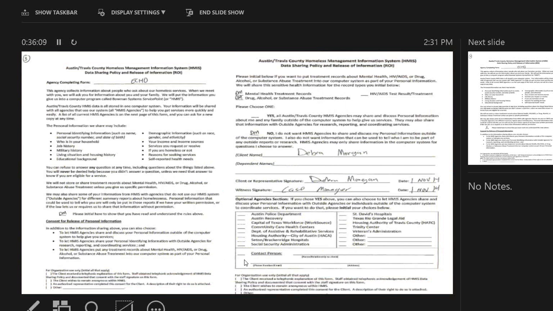So again, it looks very, very similar. They can choose which pieces they initial or not. But when it comes time to choose the actual yes or no, they choose no. And then they don't have the option of adding any optional agencies, because since we can't discuss their information outside of the system, we can't share it with any of those. We can't share their information with any non-HMIS agency.